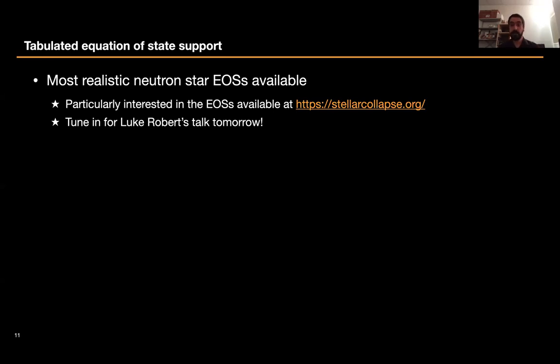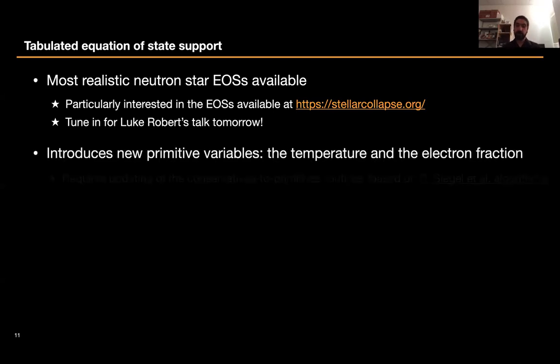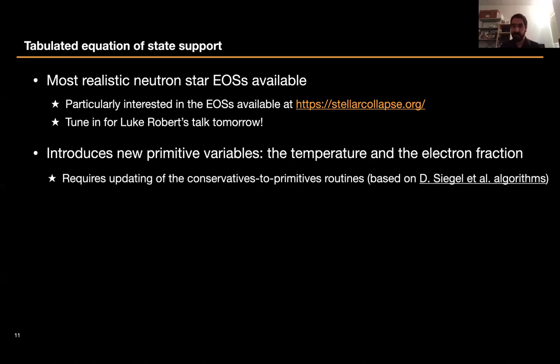One of the complications that arise when we introduce these equations of state is that we now have new primitive variables, such as the temperature and the electron fraction, and that requires a massive update on the conservative primitive routines that we use inside the code, which are based on Dan Siegel's algorithms.